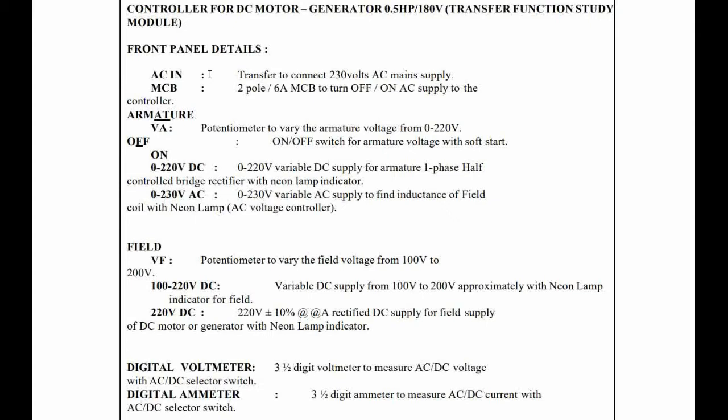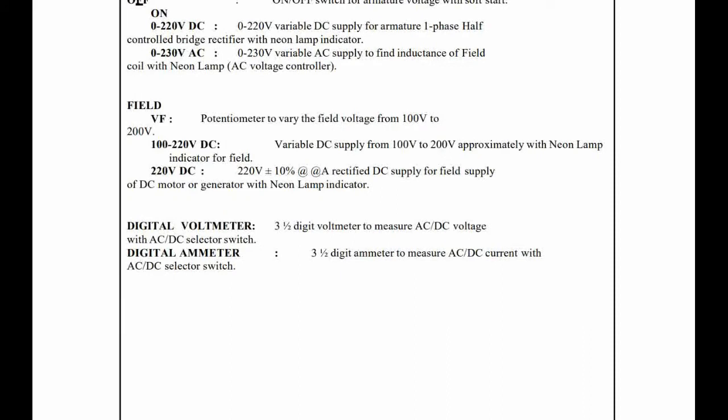0 to 230 volts at AC. It is also variable type AC. To find the inductance of the field coil with neon lamp. The field side is also given, like the VF is a potentiometer to vary the field voltage, 100 to 200 volts.